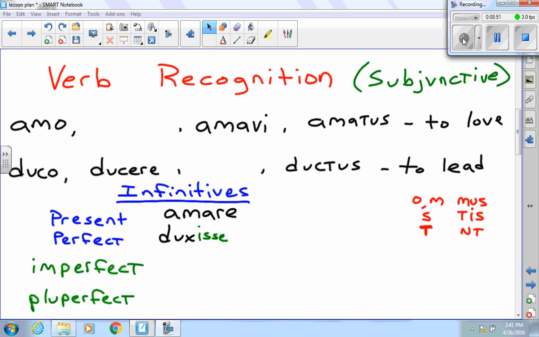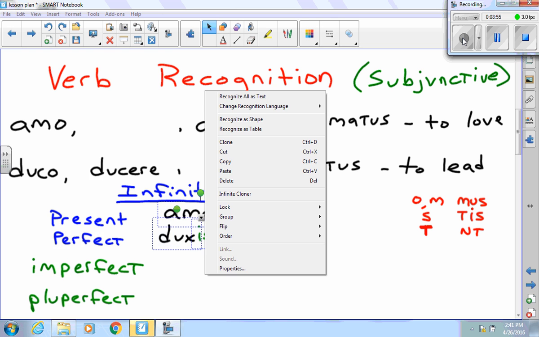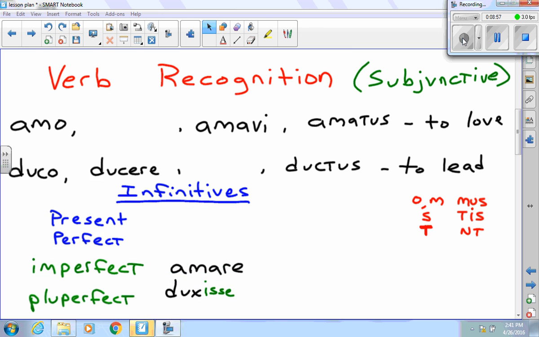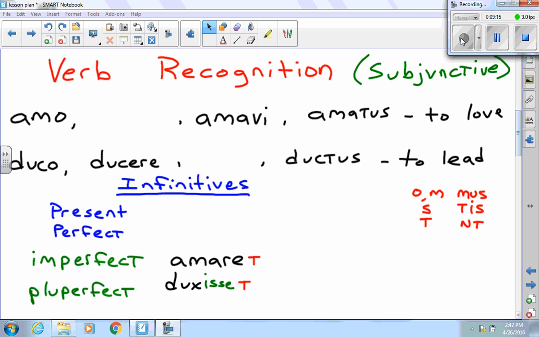And the reason that they are important is because all I have to do is put these guys down here and add an ending. By doing this, I create my subjunctive. My imperfect subjunctive is the present infinitive amare plus an ending. My pluperfect subjunctive is my perfect active infinitive plus a t. So if you can identify infinitives, the subjunctive shouldn't be difficult at all.